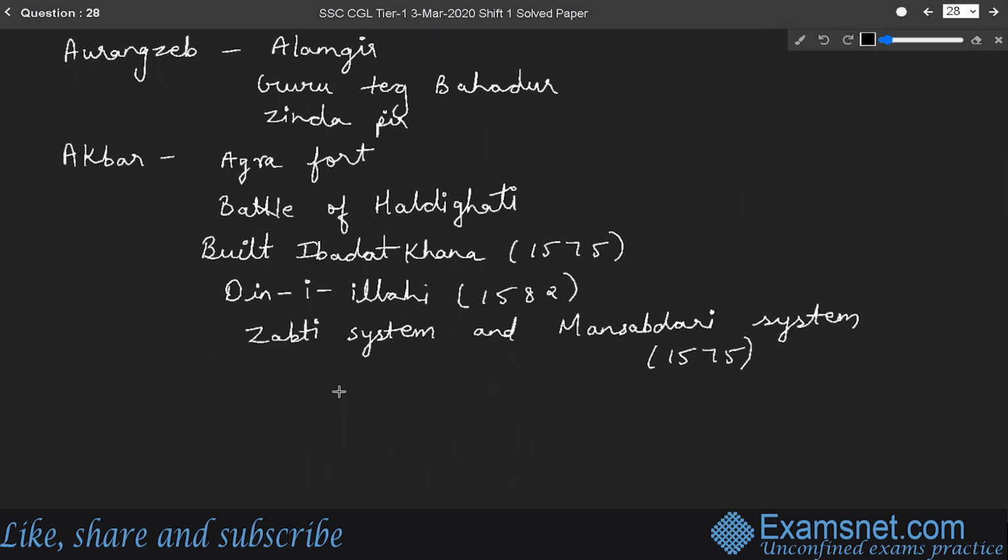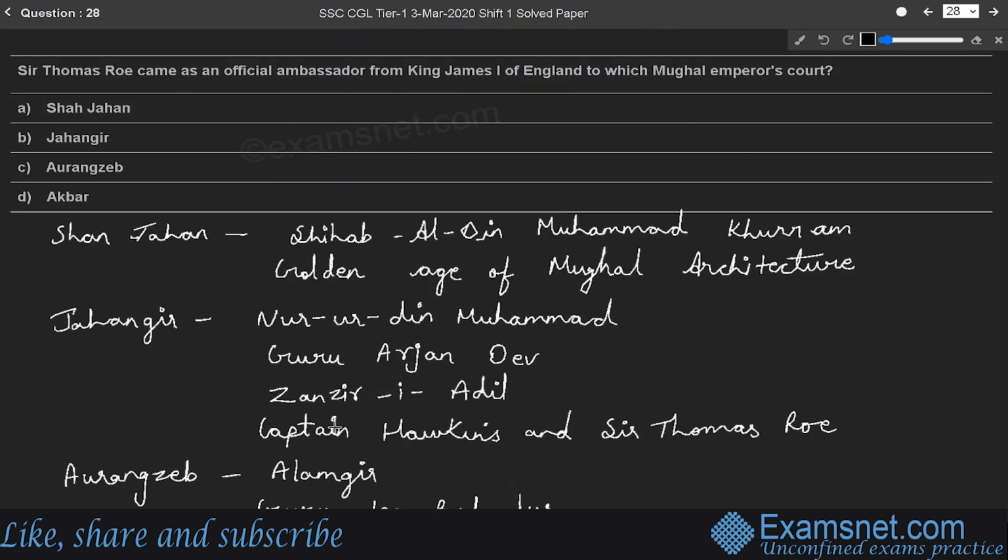So for this question, the correct answer will be Jahangir, which is option number 2, because we know that Jahangir met Sir Thomas Roy and Hawkins. Both of them visited his office, and Sir Thomas Roy visited the court of Emperor Jahangir in the year 1615 as an ambassador of King James I. And he was also able to get the permission for trade as well as established different factories at Agra and Ahmedabad.